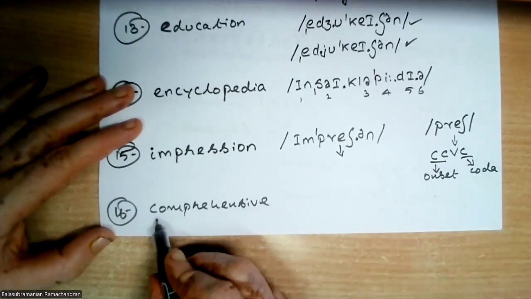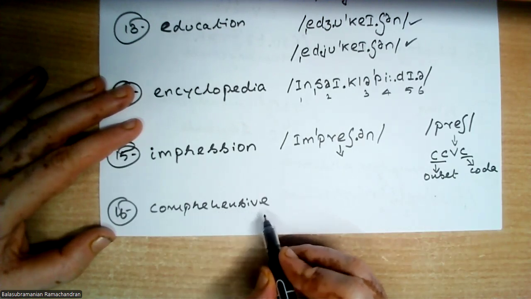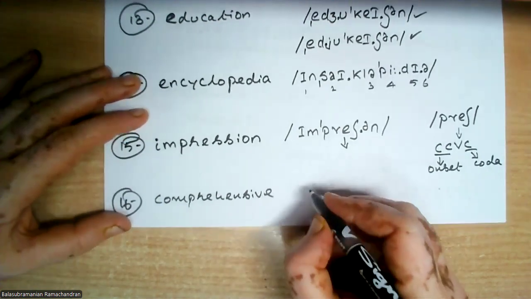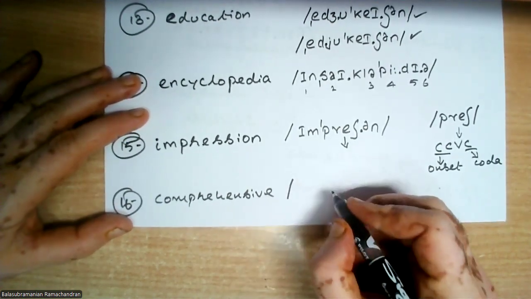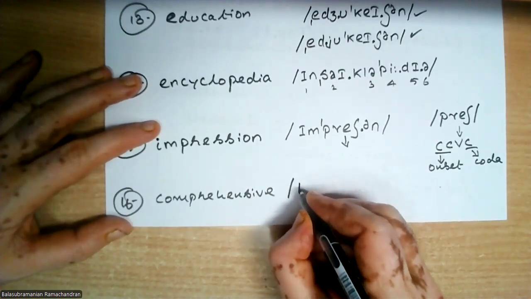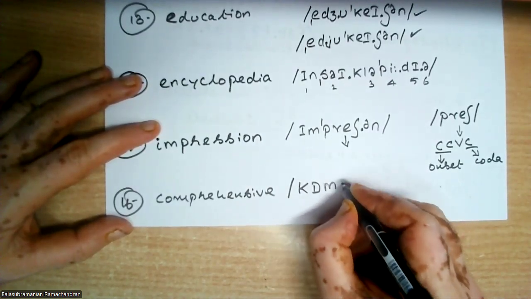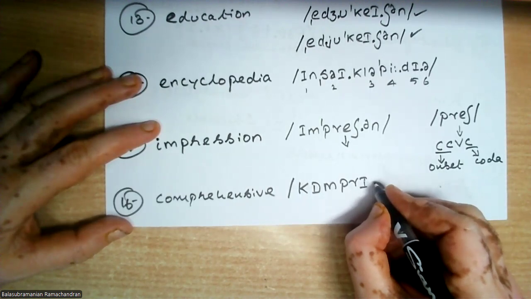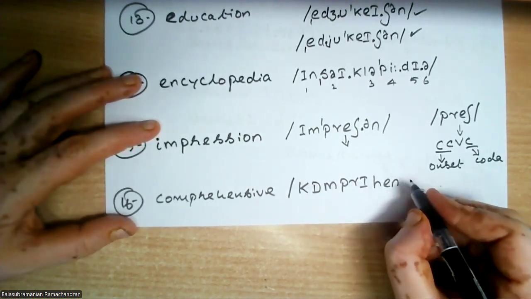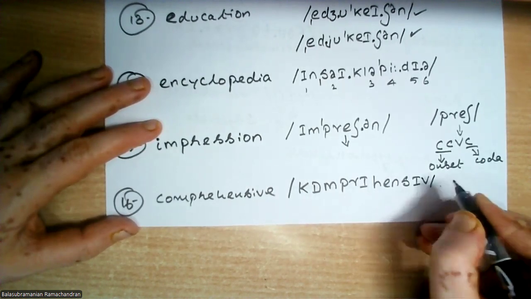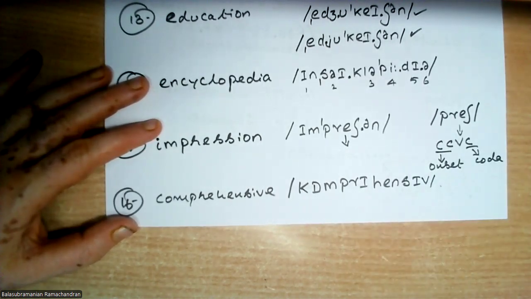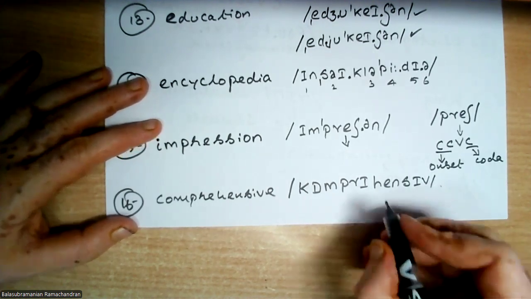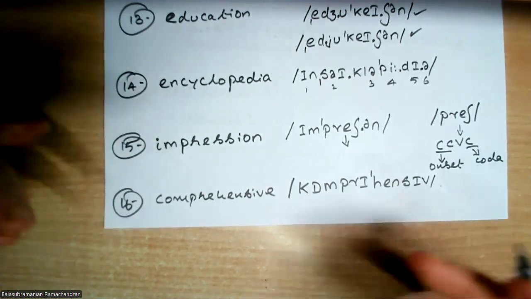Word number 16 is COMPREHENSIVE. I repeat, comprehensive. So the pronunciation is comprehensive. Comprehensive. Now, you would have found out the stress syllable. Okay, let's look at the syllable division.